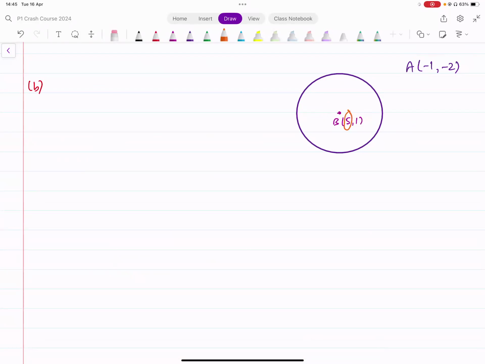You see, the x coordinate of the center of the circle is 5. X coordinate here is -1. That means it should be to the left of the circle, right? Because the x coordinate of A is less. Y coordinate of B is 1. Y coordinate of A is -2. So y coordinate of A is also less. So it should be to the left of the center and below the center. So we could mark that point A somewhere in this direction. We could say this is the point A, let's say. Point A has coordinates -1, -2. So point A is going to be in this direction.